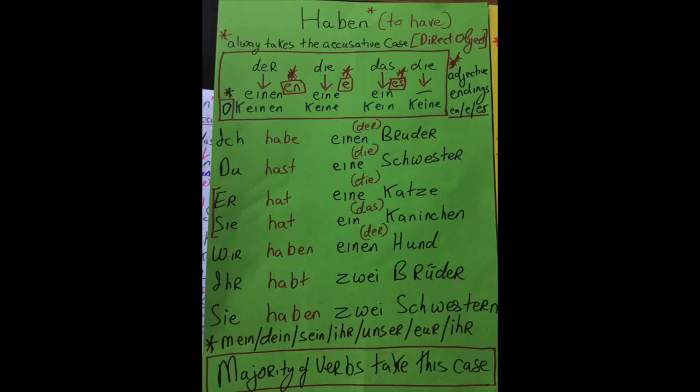So, ihr habt zwei Brüder. So, up here we have, ich habe einen Bruder, I have one brother. Ihr habt zwei Brüder. You all have two brothers. Likewise, the last one. Sie haben zwei Schwestern. So, in the second one, du hast eine Schwester, you have one sister. Sie haben zwei Schwestern. They have two sisters. Okay?